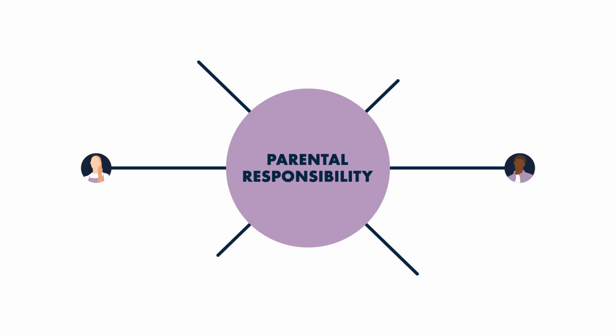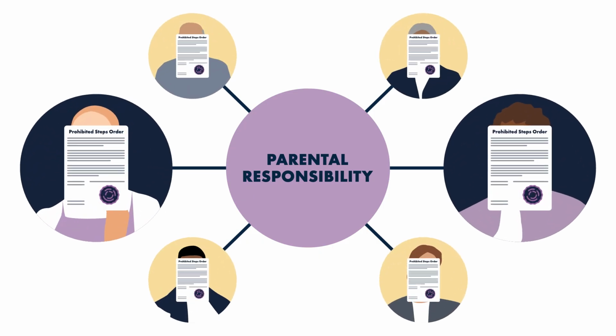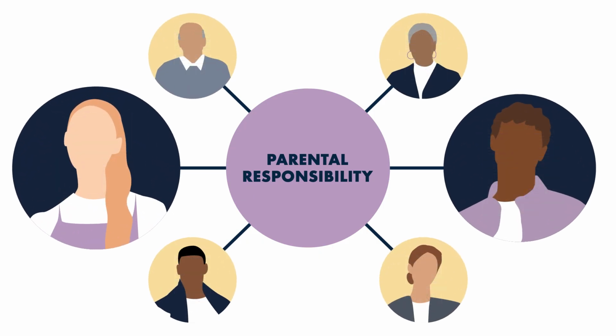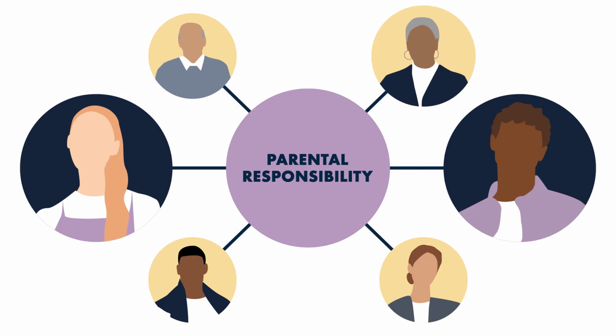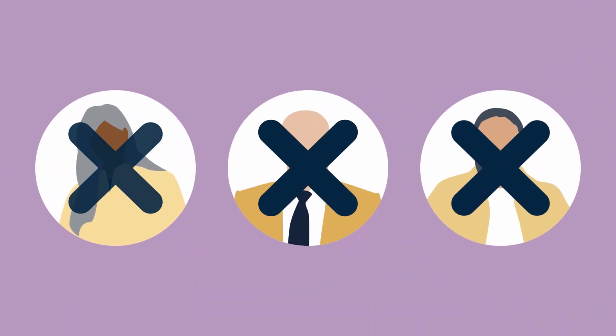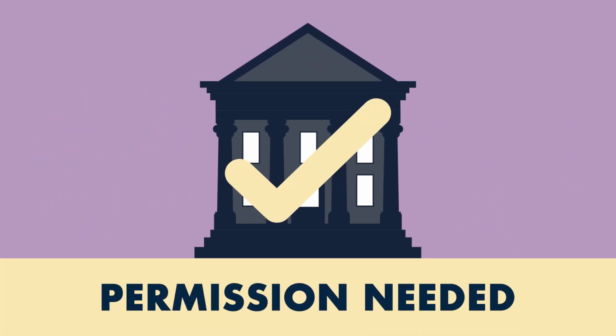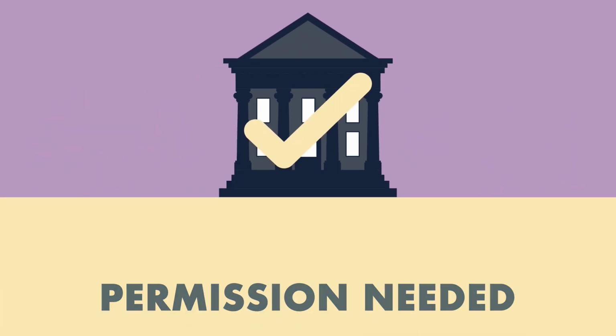Anyone with parental responsibility over the child can apply for a prohibited steps order. This is usually a parent, but it can be a guardian or a special guardian. Those who do not have legal parental responsibility for the child would need to apply to the court for permission to then apply for the prohibited steps order.